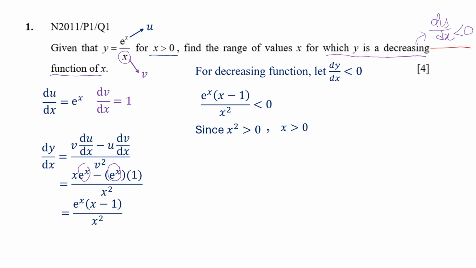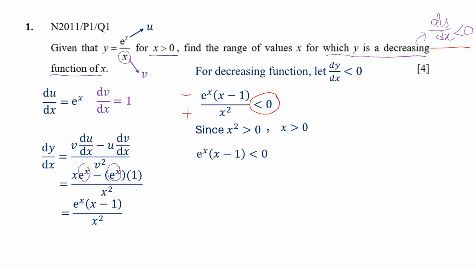So if your denominator is a positive value, then your numerator has to be negative, so that negative divided by positive will give you a negative value. You need to satisfy this condition. The condition is it has to be a negative value, so therefore your numerator has to be less than 0.